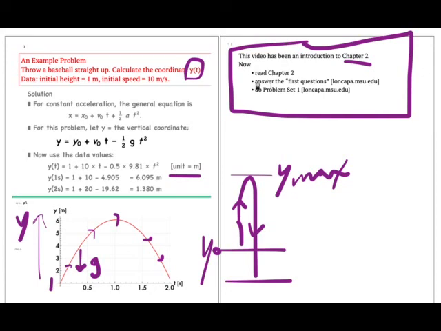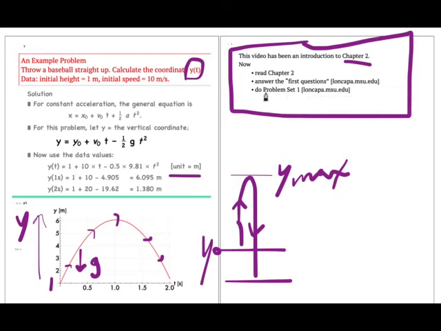Then do the homework problems, which are on lonkappa.msu.edu. They're in 2 sections, or two folders. One folder is called the first questions for Chapter 2. I guess that's called the first questions number 1. It's a small number of multiple choice questions. After you've read the book, you should be able to answer the first questions. It shouldn't take very long, probably less than half an hour.